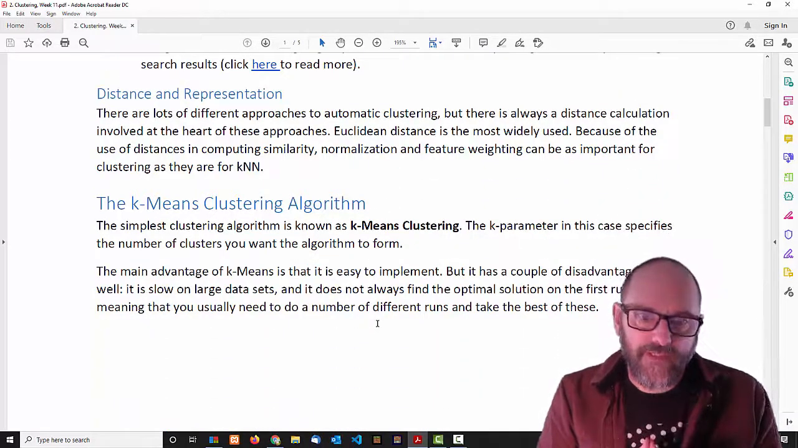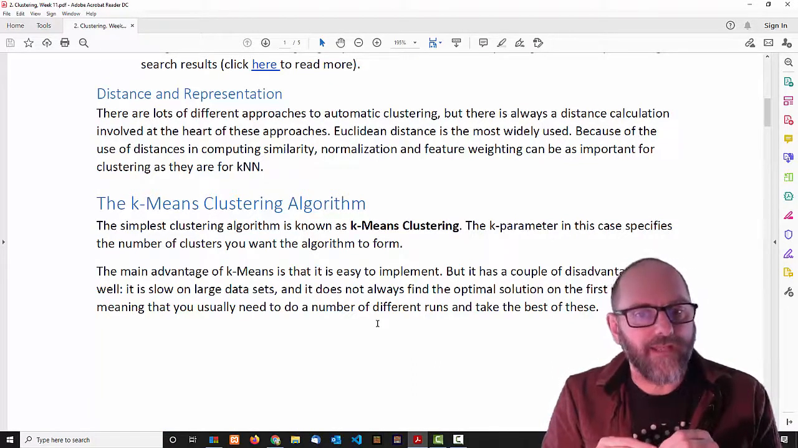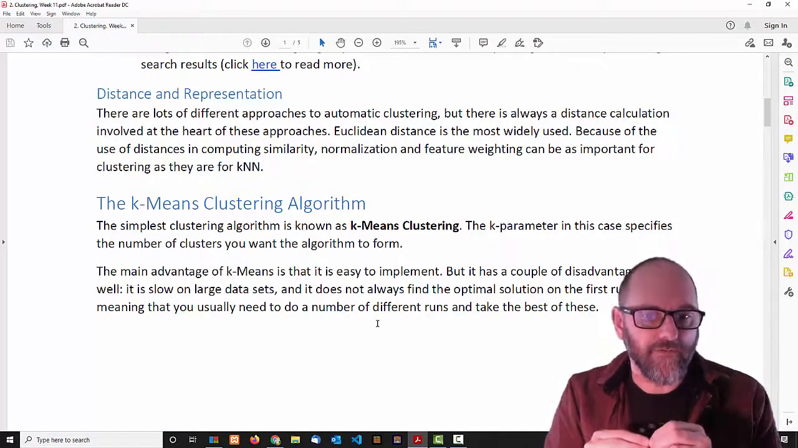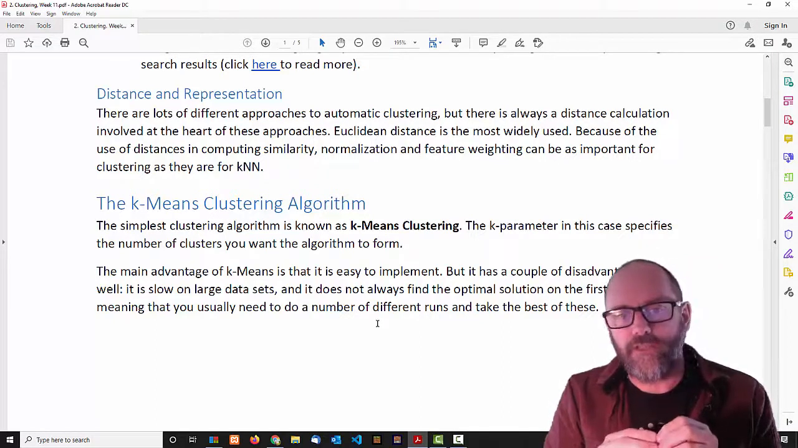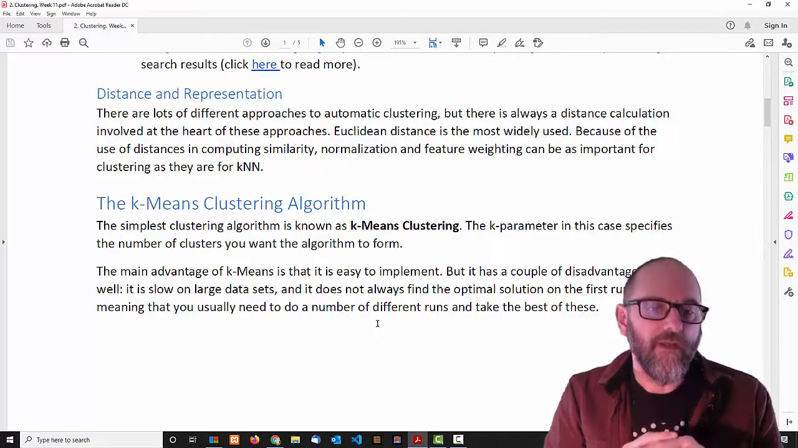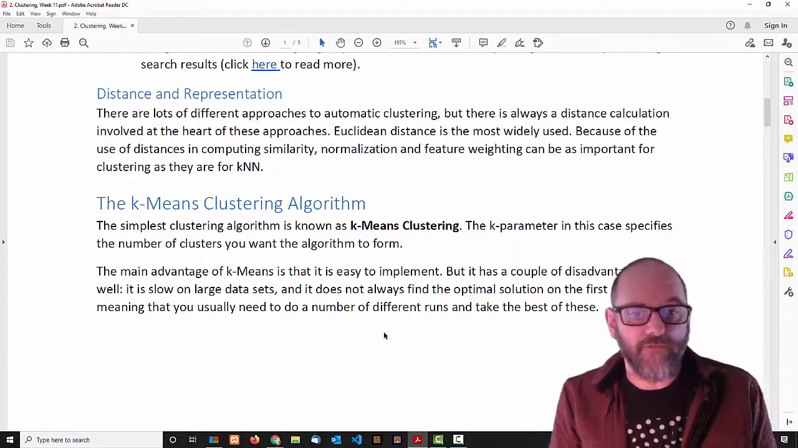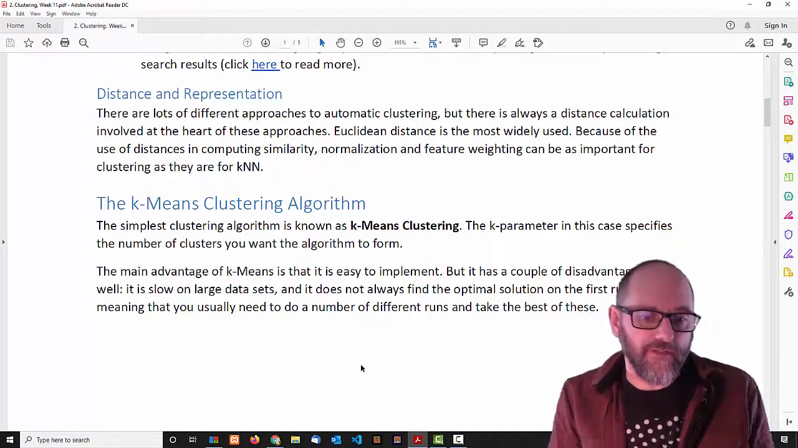So there's different approaches, but there's always a distance calculation. And the one that we're going to look at is one that makes use of something called k-means clustering. Okay, so it's got one parameter in it. The parameter specifies the number of clusters you want to form. It's easy to implement. It tends to be a bit slow, and it doesn't always find the optimal solution on the first run. So you usually have to do a number of runs.